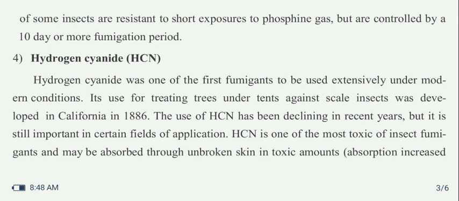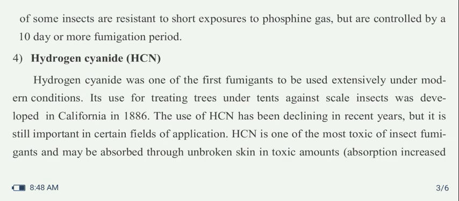Hydrogen cyanide, or HCN. Hydrogen cyanide was one of the first fumigants to be used extensively under modern conditions. Its use for treating trees and tents against scale insects was developed in California in 1886. The use of hydrogen cyanide has been declining in recent years, but it is still important in certain fields of application.